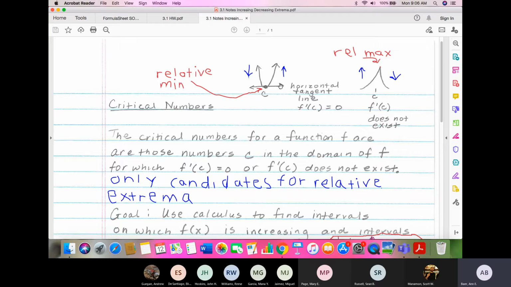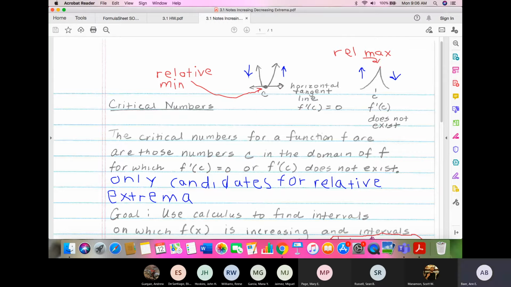Here's our tangent line that we drew. The slope of that tangent line is the first derivative. So the first derivative at this C is the slope of this tangent line. This tangent line is horizontal, and horizontal lines have a slope of 0. Let me just say that again. The first derivative is the slope of the tangent line. The first derivative at any point, C or x or whatever you're calling it, is the slope of the tangent line.